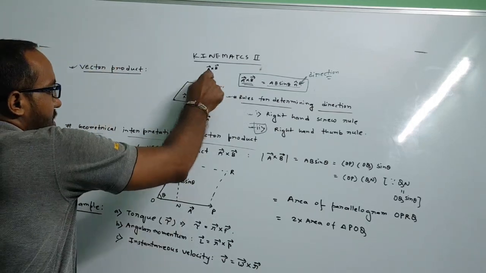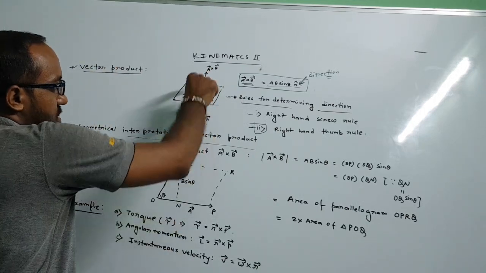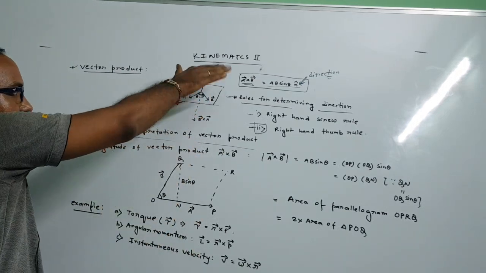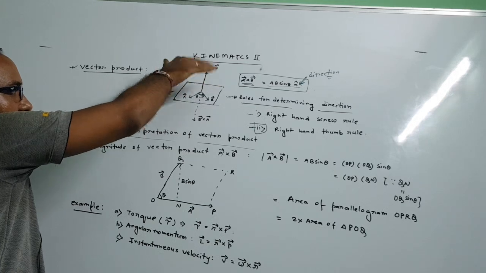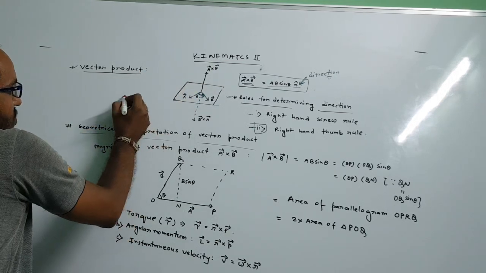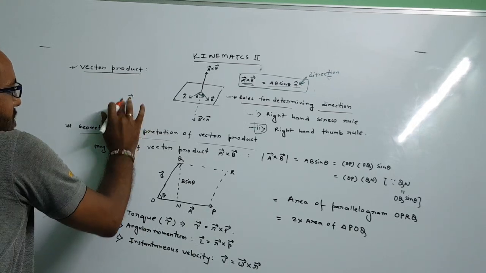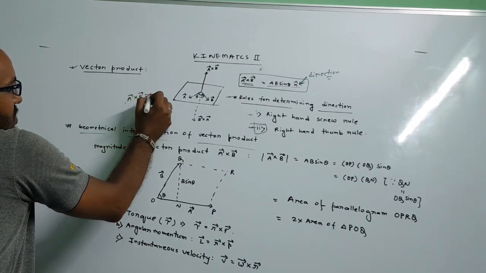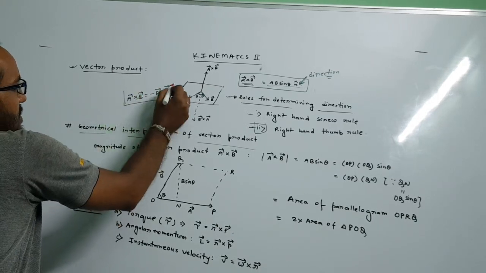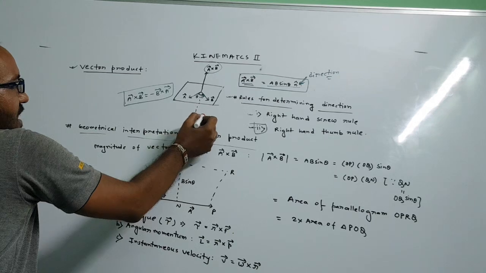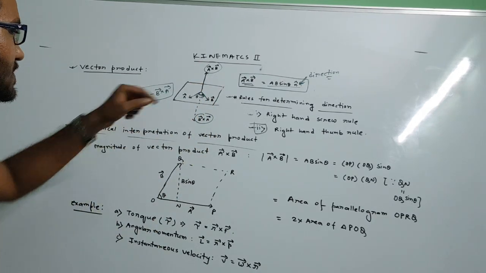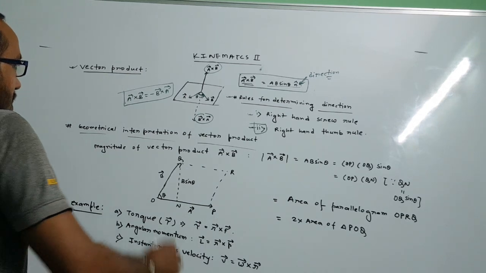Now if this is the direction of A cross B, then B cross A is in the opposite direction. So in B cross A you have to curl your fingers from B to A, then the direction is inwards. So here we can say that A cross B is actually minus B cross A, because the magnitude is the same, but the direction is opposite.